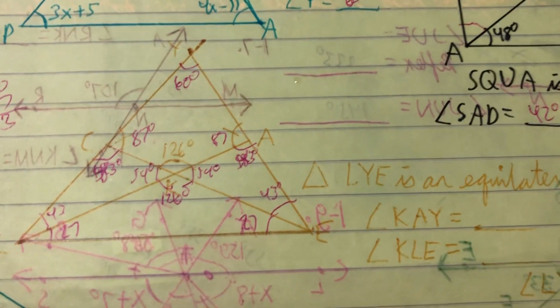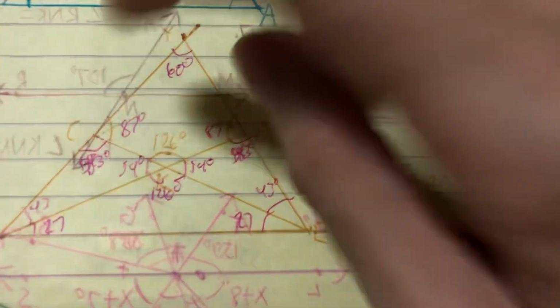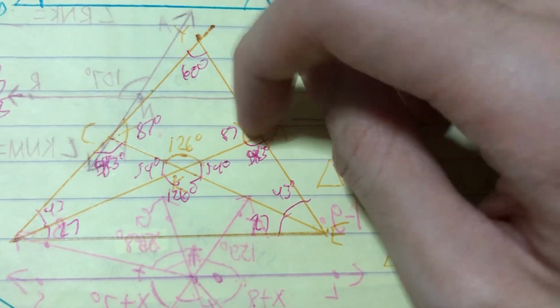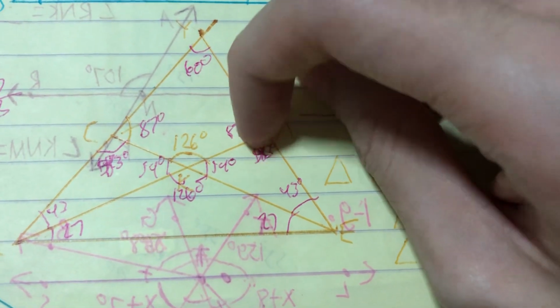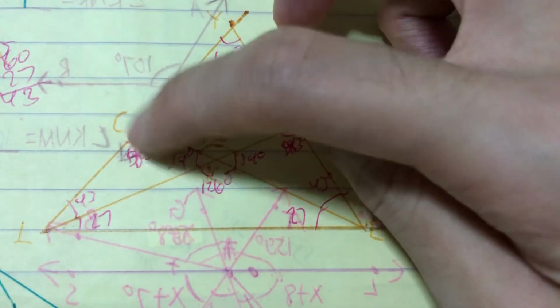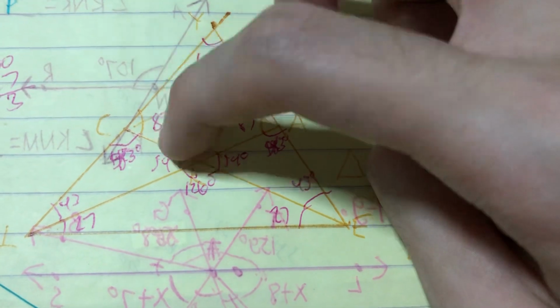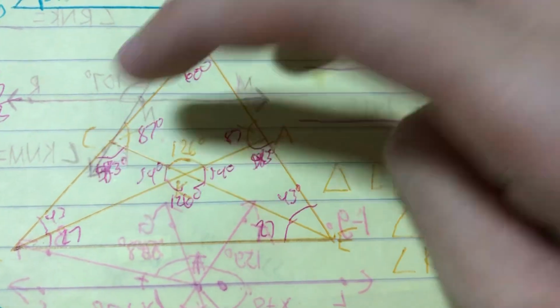Okay, to confirm, this is the correct answer. So we should get 87 here and 87 here. This one should be 93 degrees, 93 degrees here, and this one is also 93 degrees here. Then this one is 54 degrees. Remember 43 and 54?